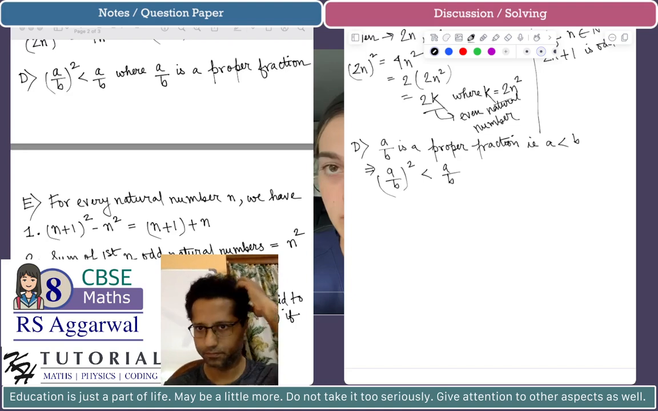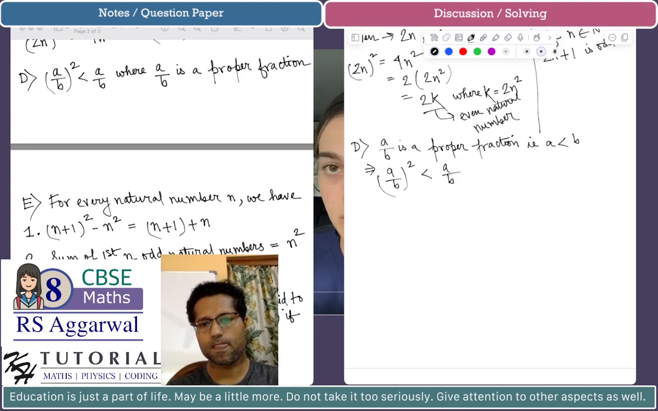Why is it so? Okay, so now, the square of a proper fraction is less than the number itself. If we assume that this is true, that is a by b whole square, where a by b is the proper fraction, is less than a by b. a by b whole square is a square by b square. We are getting a square by b square is less than a by b.